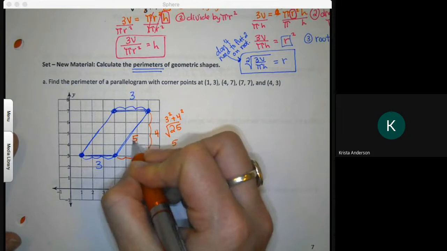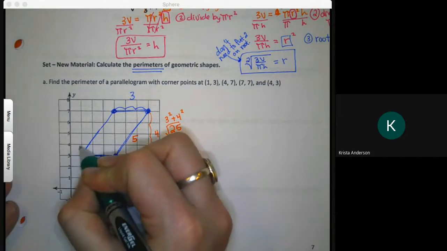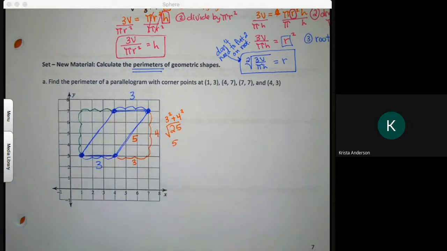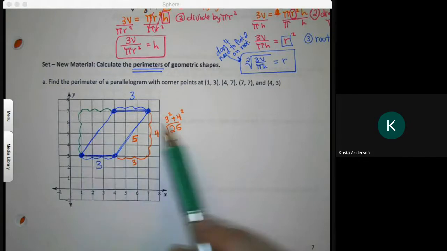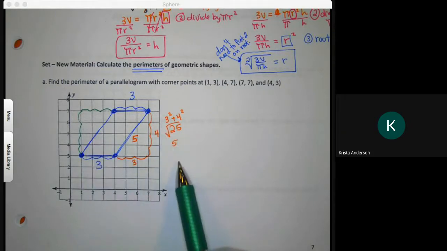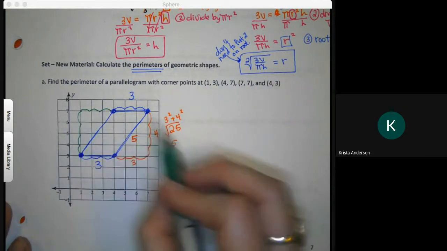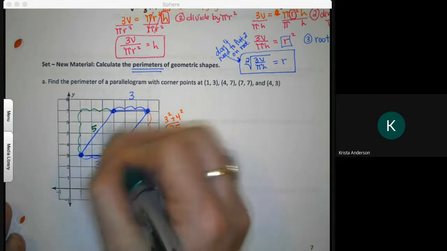5. What if I count this side? 1, 2, 3, 4. 1, 2, 3. What do you notice with the parallelogram? It's the exact same. So do I need to go through and do this all over again if I know that that's 3 and that's 4 and I've done the work? I don't need to do it again. I can state that because these have the same slopes, this will also be the length of 5.